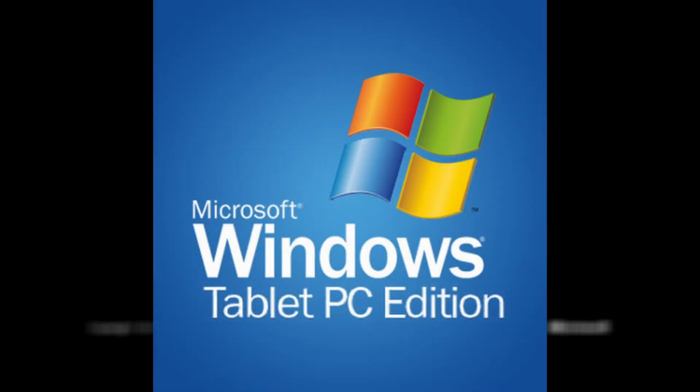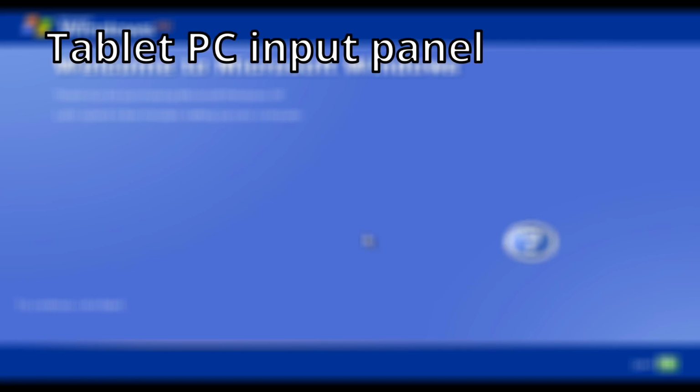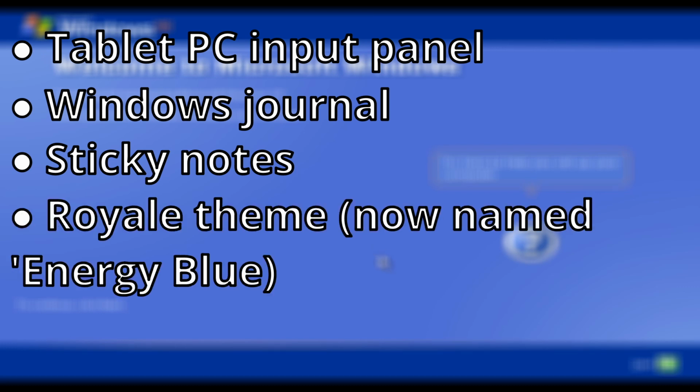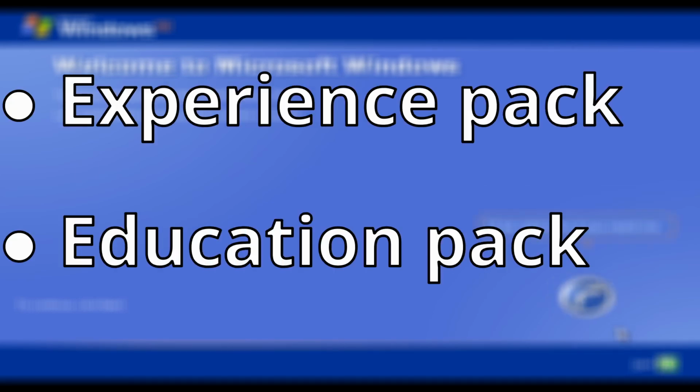Another version which was not sold separately was Windows XP Tablet PC Edition, released for notebook laptops with ink capabilities. This version was re-released once as Tablet PC Edition 2005, which included Service Pack 2. It also included some components such as Tablet PC Input Panel, Windows Journal, Sticky Notes, the Royale theme, which is renamed to Energy Blue, and Inkball, included in Vista. There were also 2 downloadable packs released by Microsoft, those being the Experience Pack and Educational Pack.